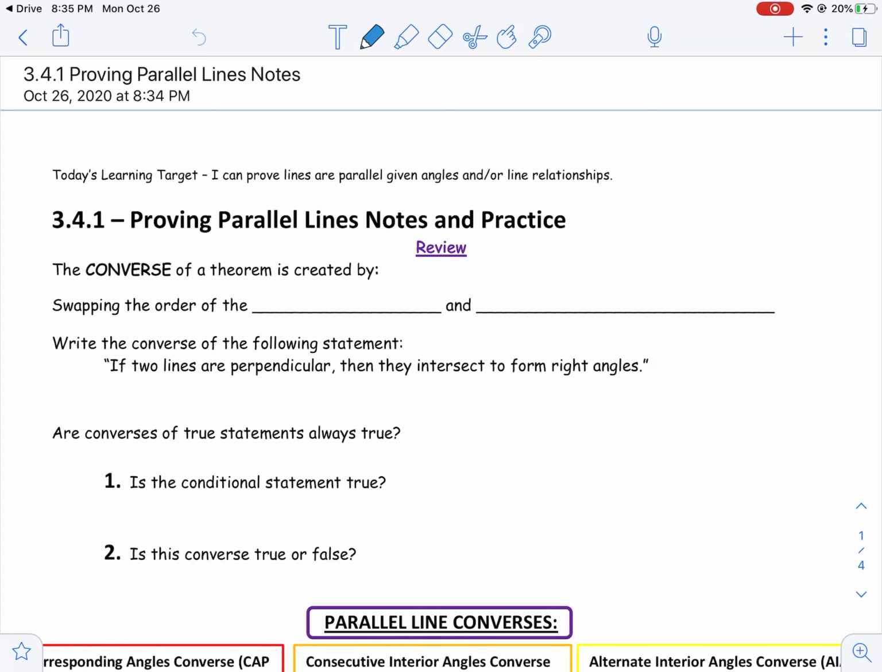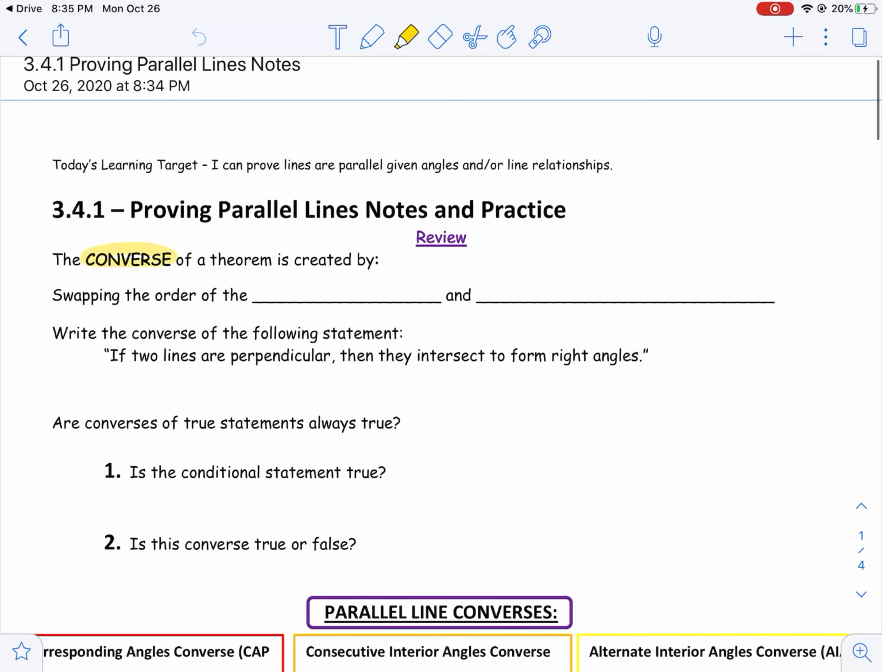So, first thing we have to do is talk about what a converse is, okay? And I'm not talking the shoe, even though they're cute. All right, we have to remember that the converse is when we're given a conditional statement, if P, then Q, where P is our hypothesis and Q is our conclusion.